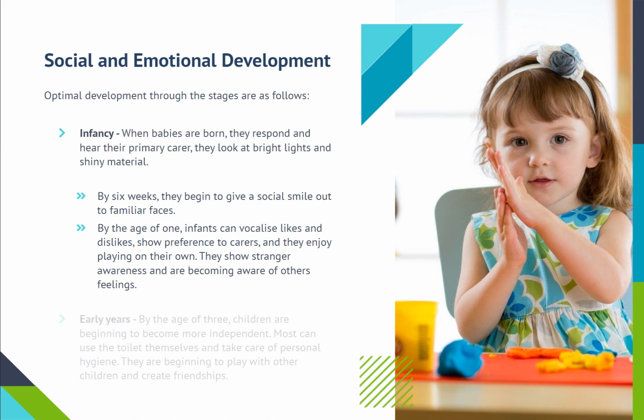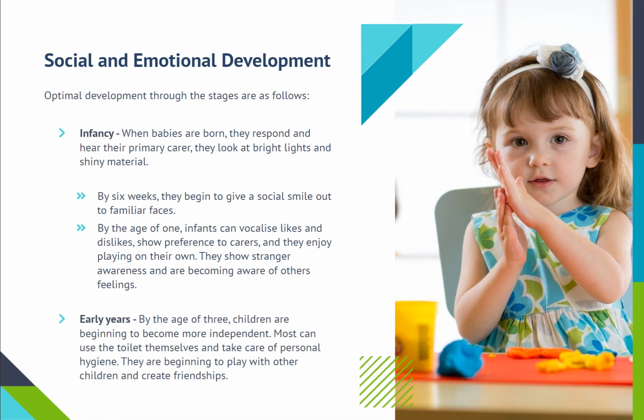Infancy. When babies are born, they respond and hear their primary carer. They look at bright lights and shiny material. By 6 weeks, they begin to give a social smile out to familiar faces. By the age of 1, infants can vocalize likes and dislikes, show preference to carers, and they enjoy playing on their own. They show stranger awareness and are becoming aware of others' feelings.